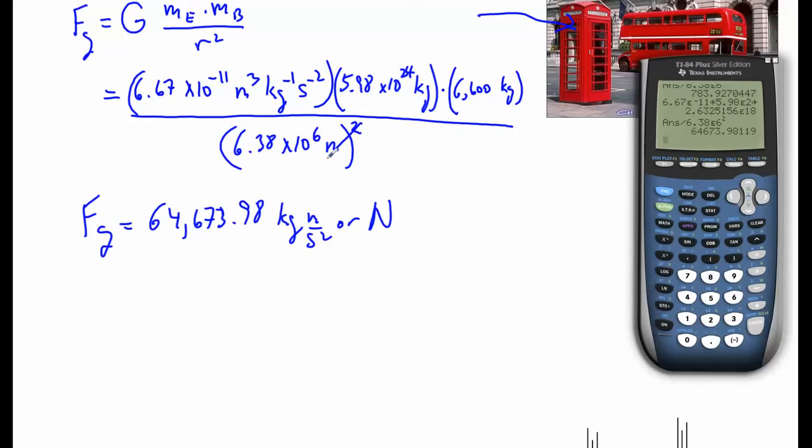Remember, meters squared cancel with the 3 meters up there, and we're left with 1 meter. This 1 kilogram cancels with this one. We're left then with meters, 1 over second squared, kilograms, which is kilograms meters per second squared.